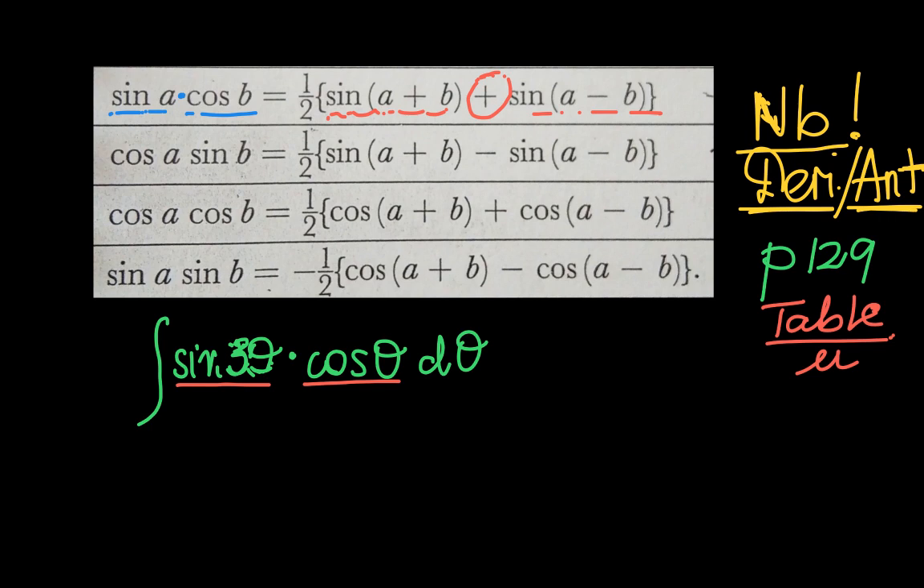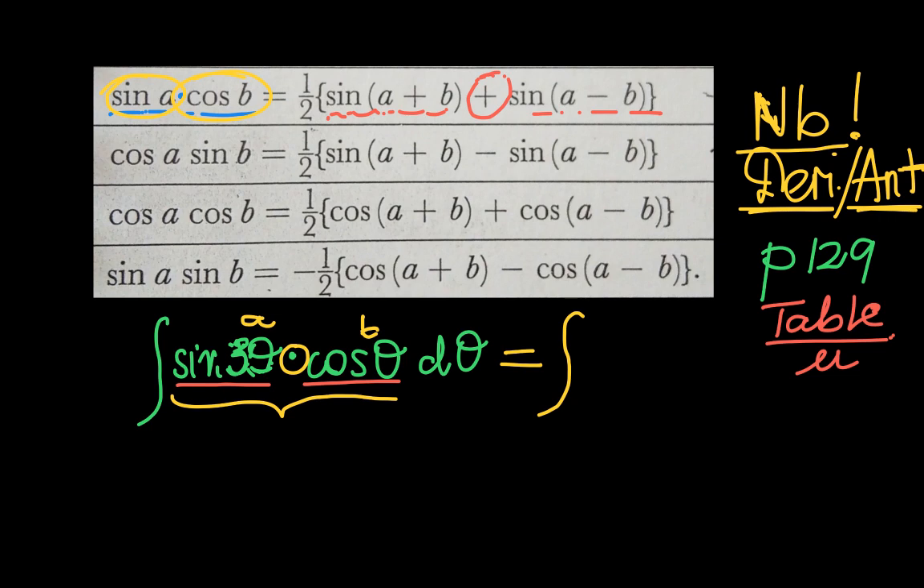So what will I do in this example? Well, I have to look at my product sum table to replace the product with either a sum or subtraction. So if I have sine and the cos, then this is my first option. So this will be my little a and this will be my little b.